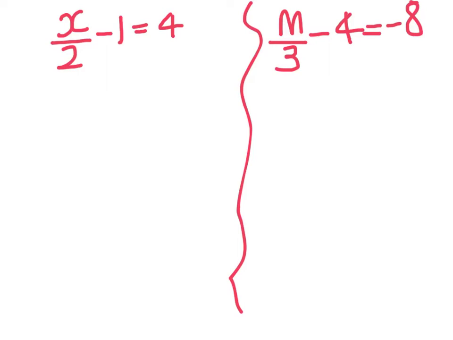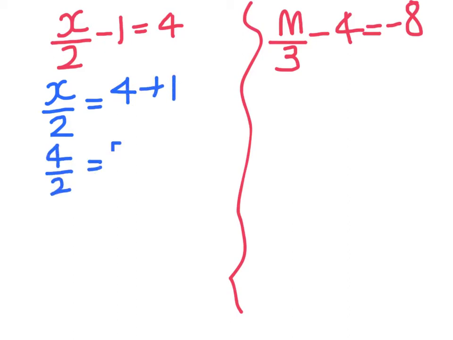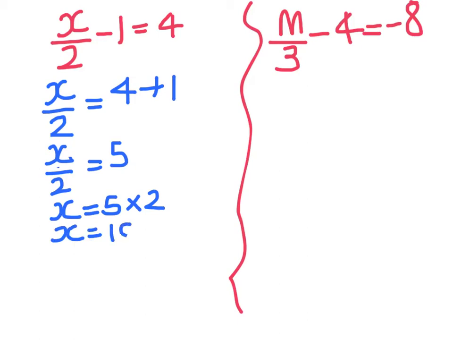First thing I'm going to do here is move this minus 1. If I move that onto the other side, change the side, change the operation, it's going to be a plus 1. So 4 plus 1 equals 5, x over 2 equals 5. Now it's the 2's turn. Change the side, change the operation. 5 times 2, x equals 10.